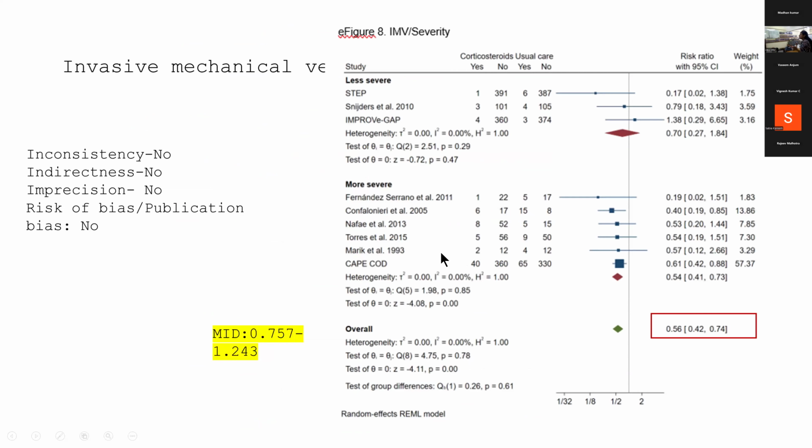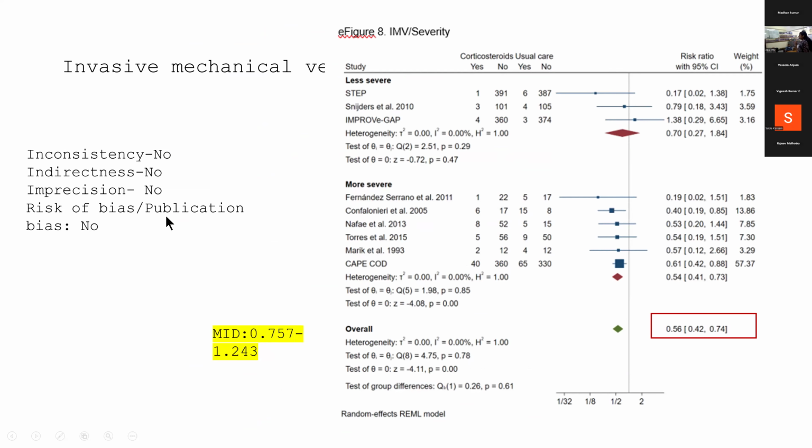Now let's look at the next one, invasive mechanical ventilation. Here, in both the groups, there was no subgroup effect. So you can actually look at the overall pooled data. Again, for inconsistency, I would say no. Indirectness, I would say no, because there was no major difference.